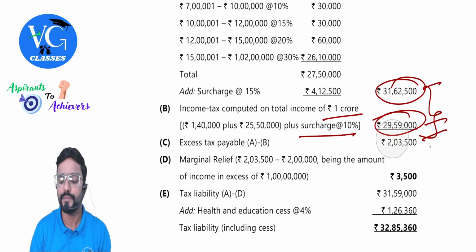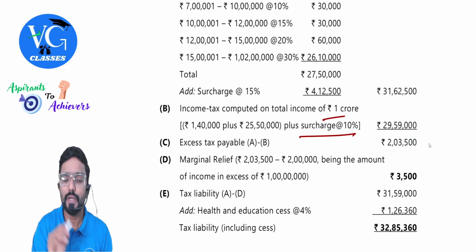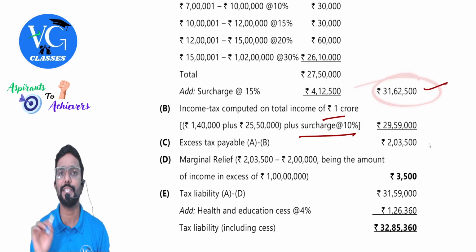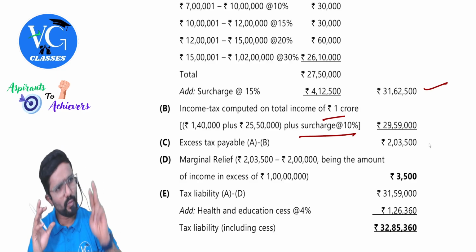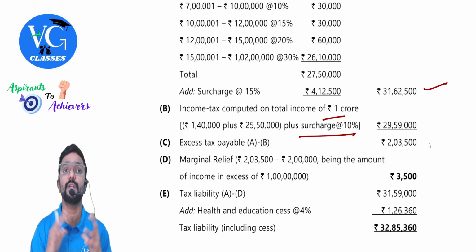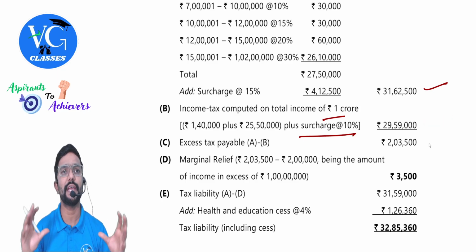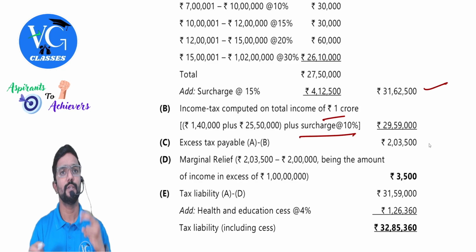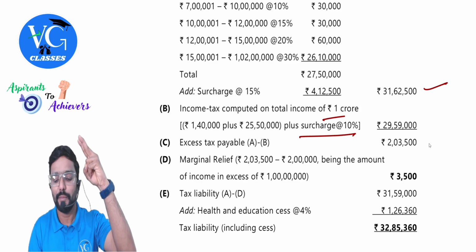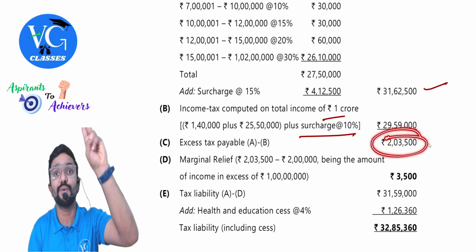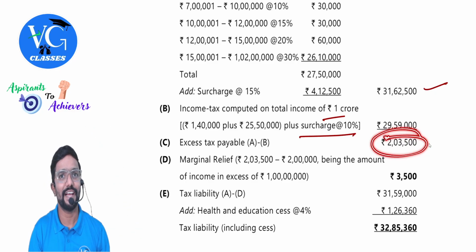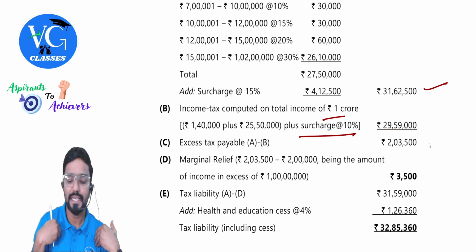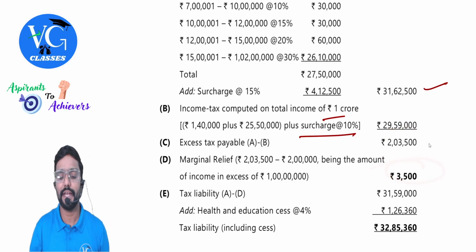I repeat, listen here. Interesting. Sir, if my total income is 1 crore 2 lakh, what is my tax liability including surcharge? It is 31 lakh 62,500. If my total income is 1 crore, then what is my tax liability including surcharge? It is 29 lakh 59,000. Correct? Yes. So for 2 lakh increase in income, my tax is increasing by how much? 2 lakh 3,500. Clear? So that extra 3,500, I will get it as a relief. So 3,500 we are getting as a relief.